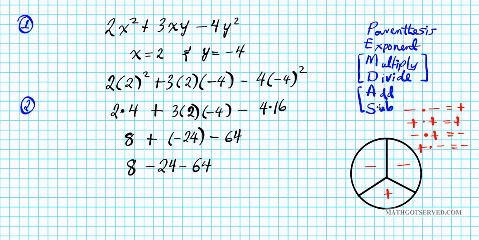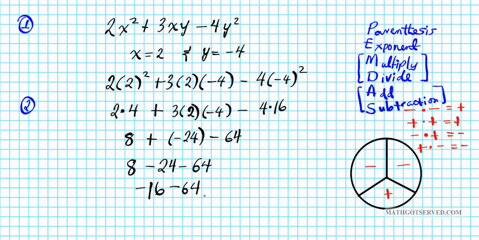Now, for addition and subtraction, these two also have the same order. You can do them from left to right, whichever comes first. We have only subtractions here, so we just focus on the S. 8 minus 24. Whenever you're combining numbers with different signs, you subtract and keep the sign of the bigger. So 8 minus 24, you subtract both of them, you get 16. But since the bigger number is negative, you retain the negativity, minus 64.